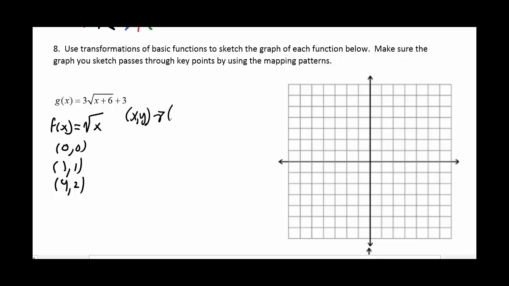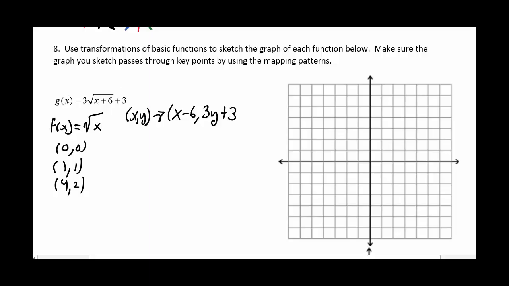To start off with, I'm looking for the inside of the square root, and that's going to tell me how the x's change. And it's opposite of what I see. So if I see a plus 6, that really means I'm going to subtract 6 from the x's. And then I'm going to go to the y's, and same thing. Anything that's being multiplied on the outside is going to change the y, and anything that's being added or subtracted will change the y's.